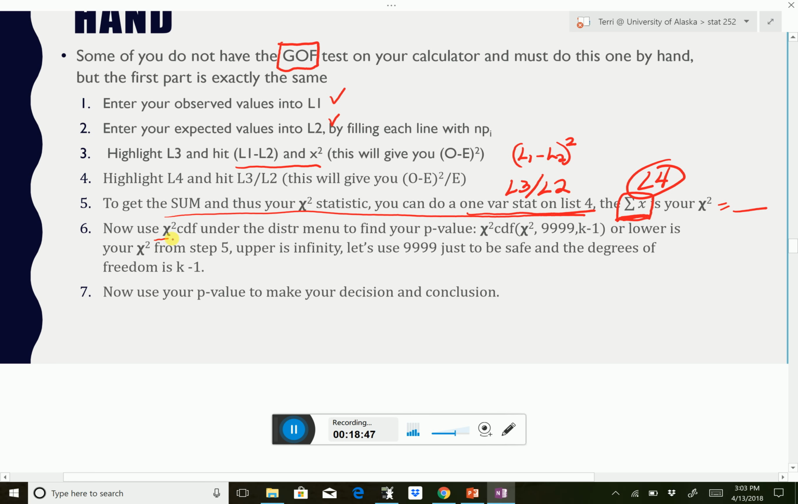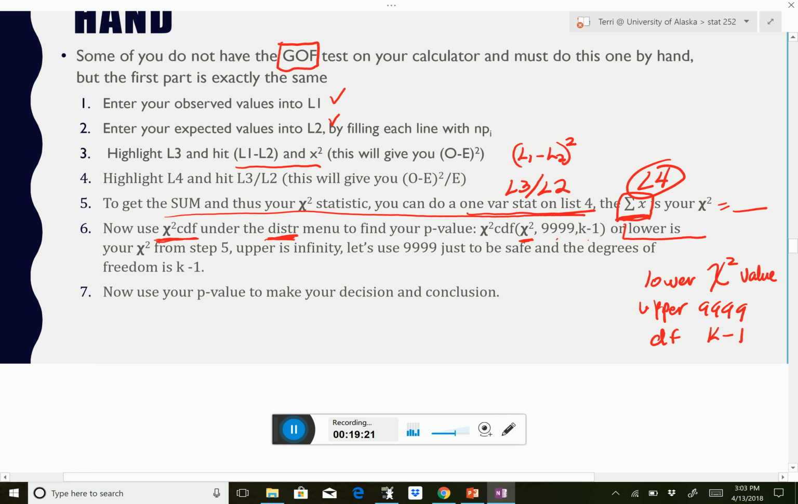And then we're going to go back and do what we just did, chi-squared CDF under the distributions menu. We're going to use the chi-squared value we have to 999 with k-1 degrees of freedom. When it says lower, you put your chi-squared value. Okay, upper 9999, degrees of freedom, k-1.